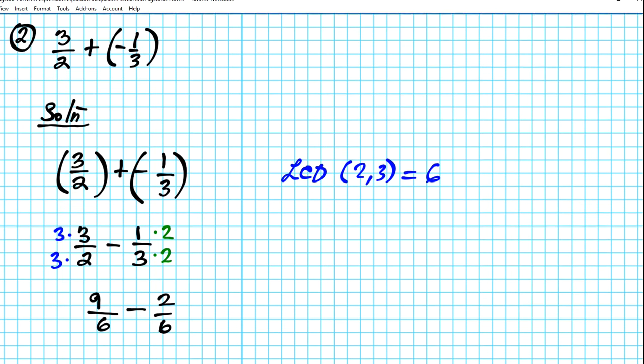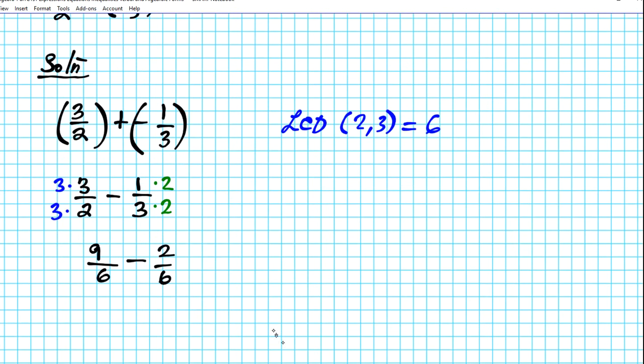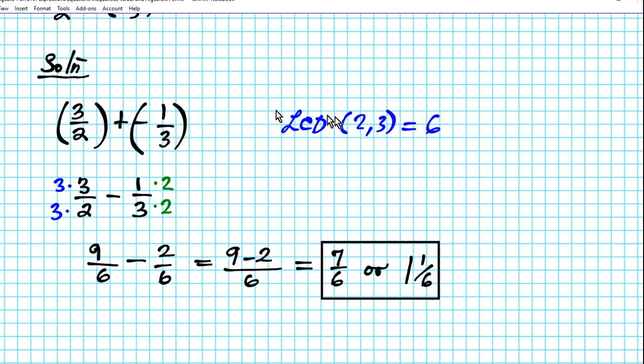Now that the denominator is identical, we'll now proceed to subtract the numerator and keep the denominator. Okay? 9 minus 2 is 7 over 6. That's your final answer, or you can express it as mixed numbers. 6 goes into 7 once, remainder 1. 1 over 6, that's the answer to question number 2.